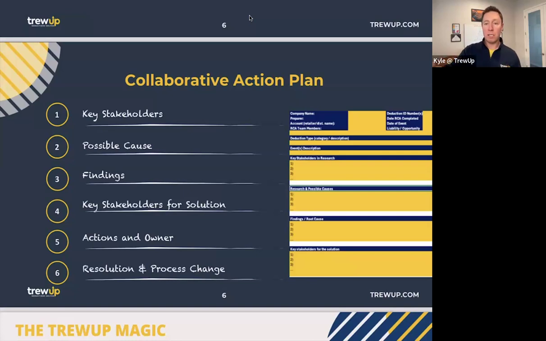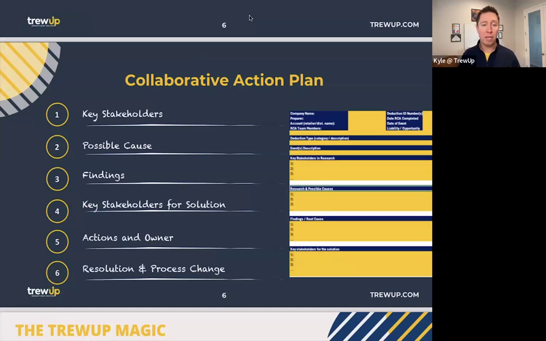And so this is a quick overview. I've just bulleted out about 6 things we want to be focused on within this action plan. So you've got who are the key stakeholders, what are the possible causes? So as you're working through that root cause analysis, what are your findings? So it could be those 2 items that we're seeing at a 35 to 40% rate just on spoils alone versus sales. Then we want to identify who are the key stakeholders that we can work with.